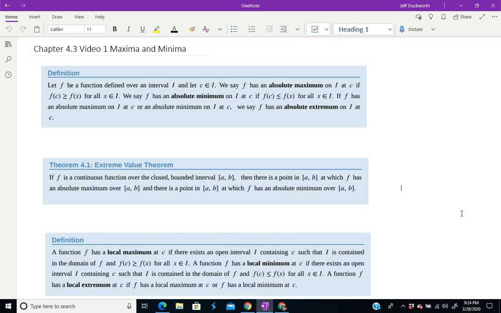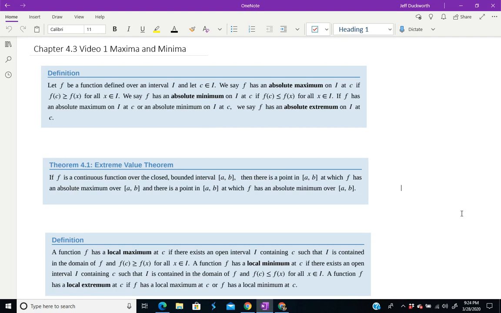So our first definition: let f be a function defined over the interval I, and let some value c, so c is going to be an x value, be in I. We say that f has an absolute maximum on I at c if our function at c is greater than or equal to every other function of x, whatever the domain is. So essentially what that's saying is your y value at c is at least equal to, if not bigger than, your y value at every other point in your domain of f of x.